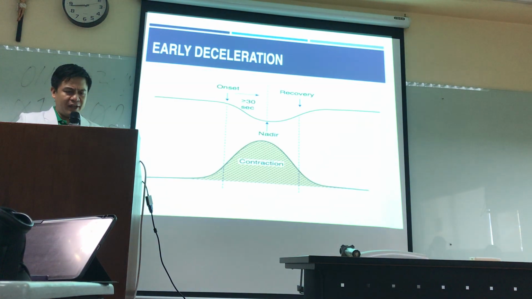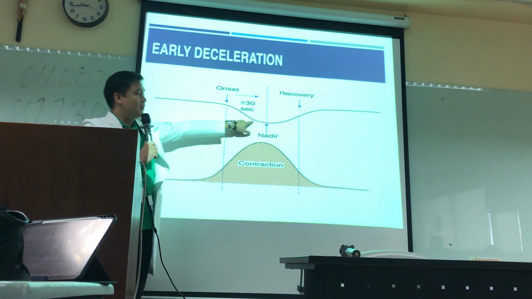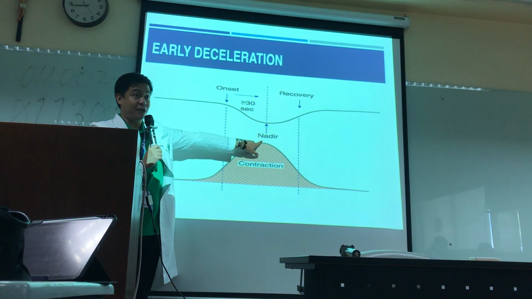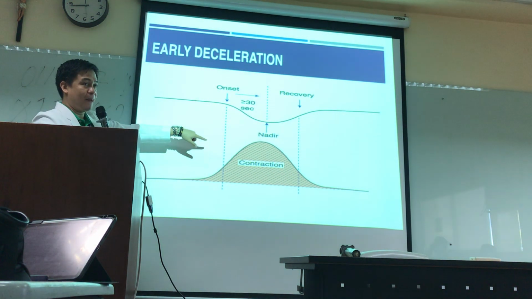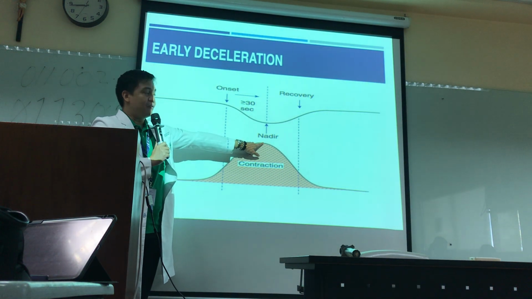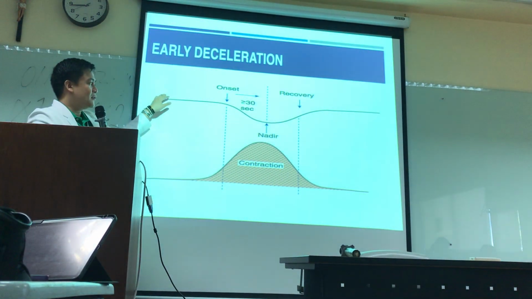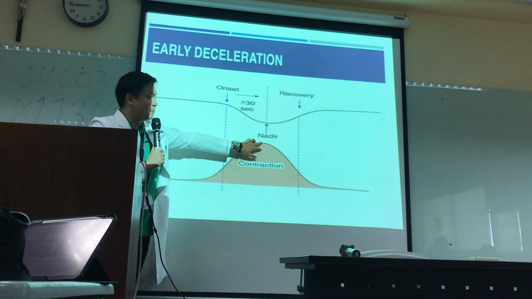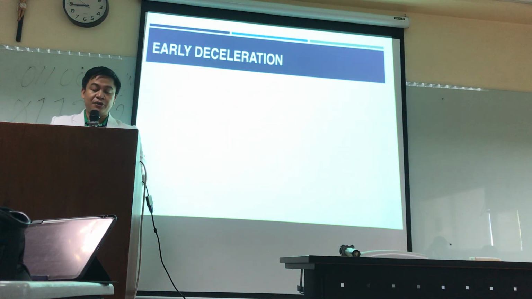So for your early deceleration, the lowest fetal heart rate coincides with the peak of the contractions. Yun lang yung kailangan tandaan sa early decelerations: that the lowest fetal heart rate coincides with the peak of the uterine contraction and then it recovers after. So there's a drop until the peak of the uterine contraction and then the recovery after the uterine contractions. So that's your early deceleration.